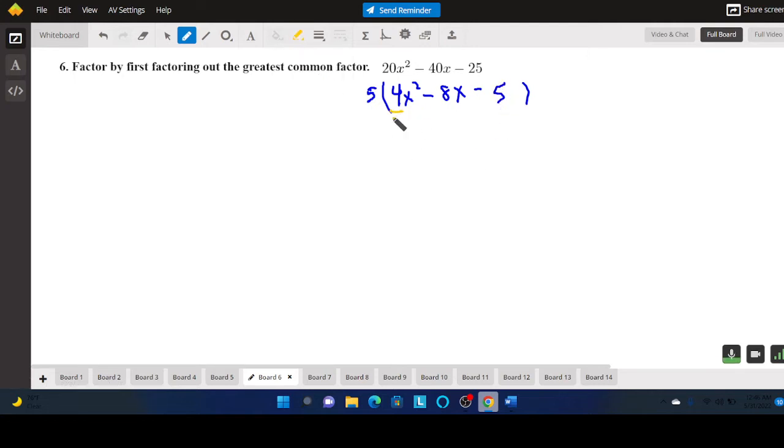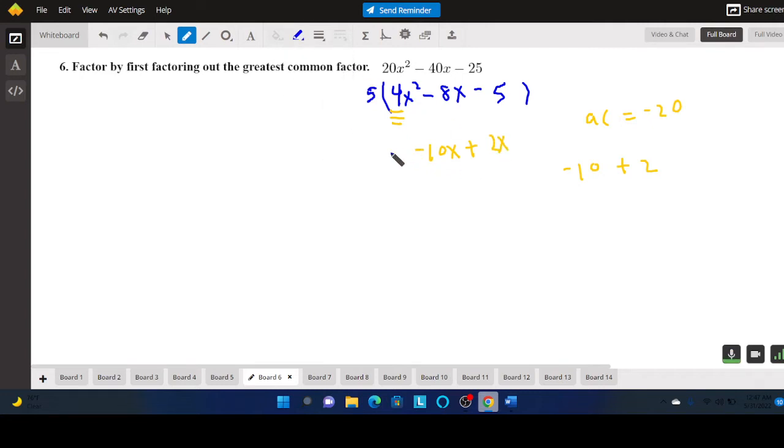Now, because of that 4, I'm going to use the AC method. AC equals negative 20, 4 times negative 5. What multiplies to negative 20 and combines to negative 8? That will be a negative 10 and a positive 2. Let's break up this middle: negative 10x plus 2x.